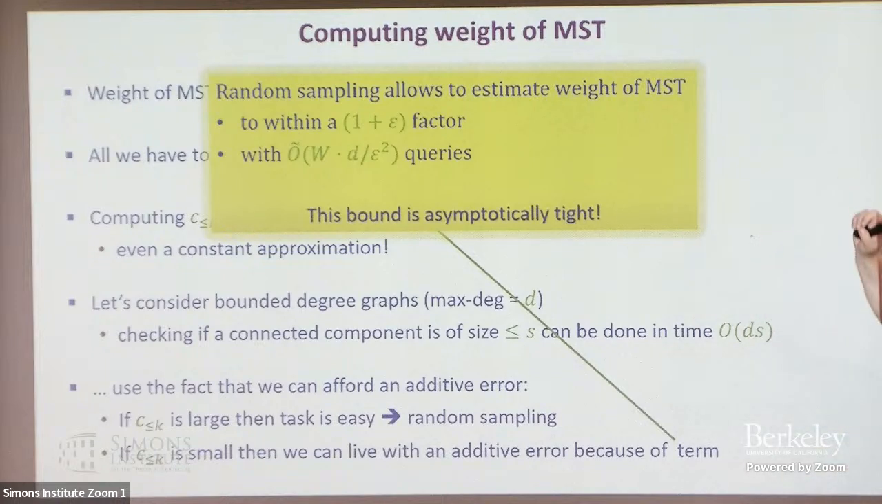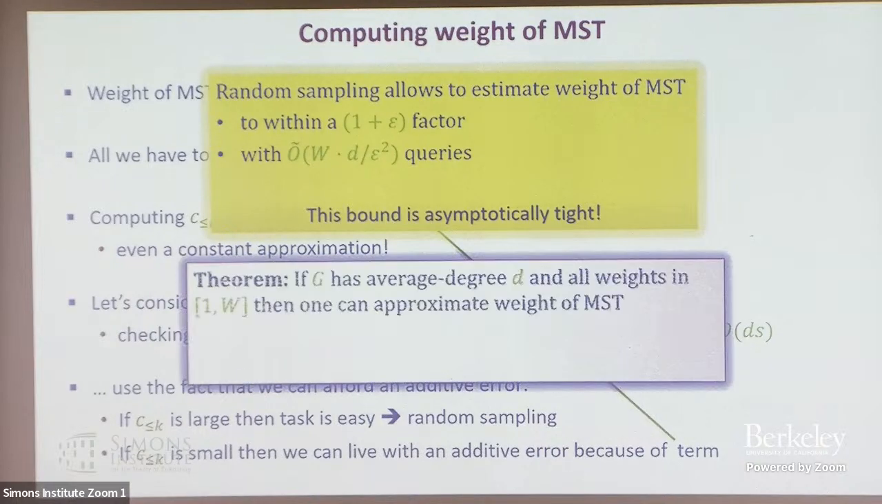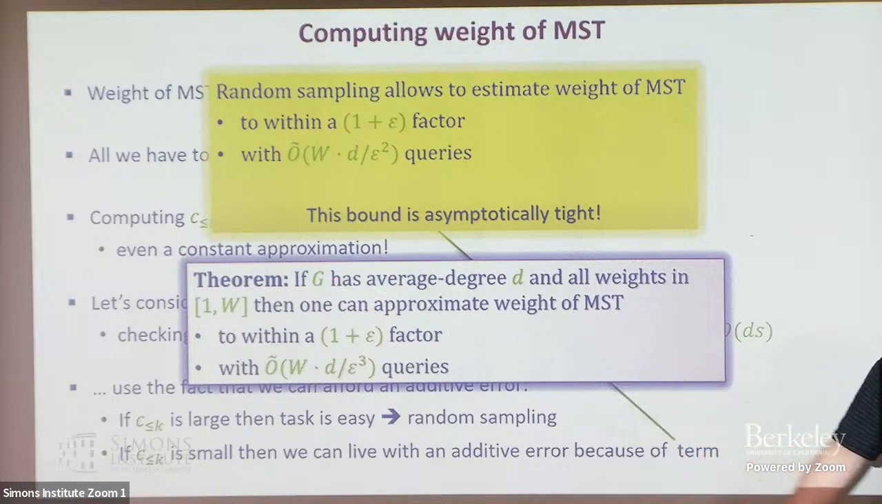So at the end, they were able to show that some clever random sampling arguments can be used to approximate the weight of the MST to within a 1 plus epsilon factor, with a number of queries which is the maximum weight times the maximum degree, divided by epsilon squared. And actually, this bound is tight. One can slightly extend it: if G has average degree D, we can obtain the same result essentially. And even if all the weights are in the range from 1 to W, then we can obtain the same result, losing a factor of epsilon here.